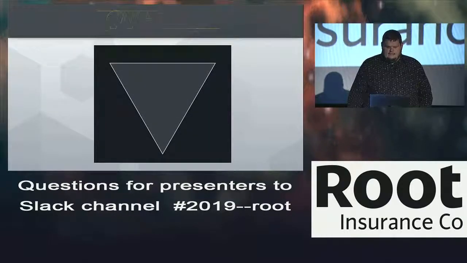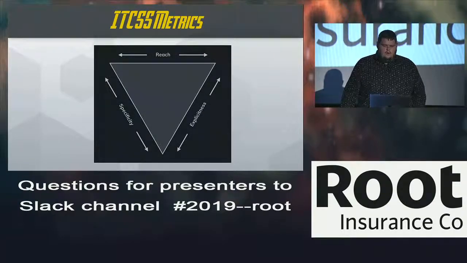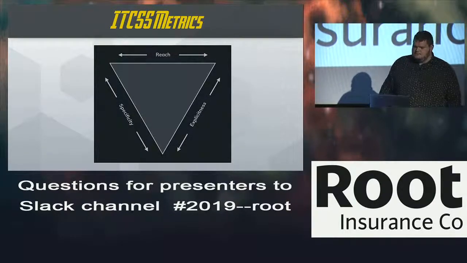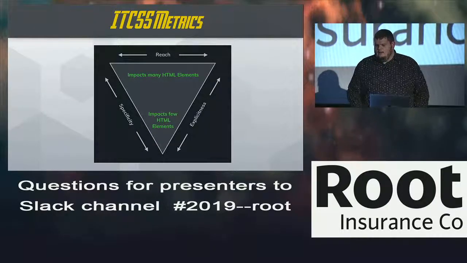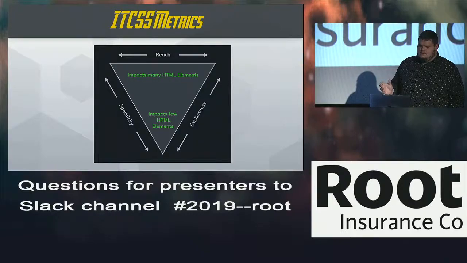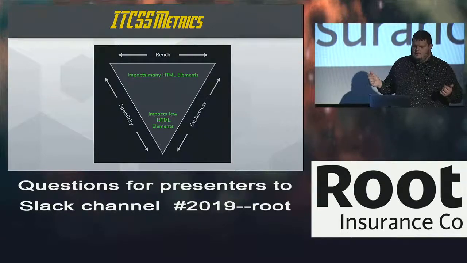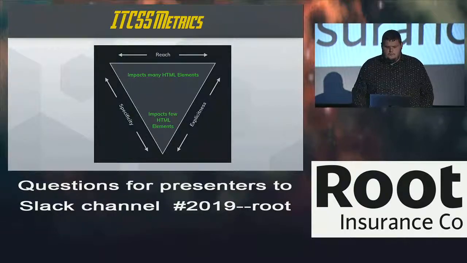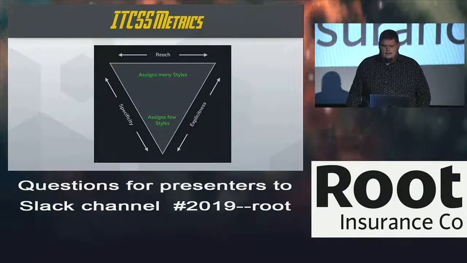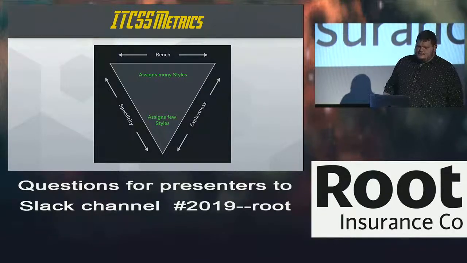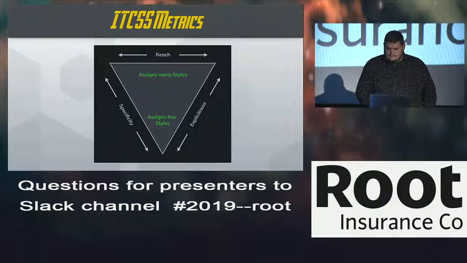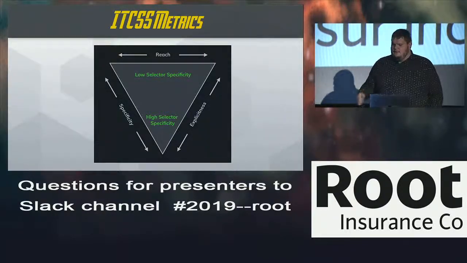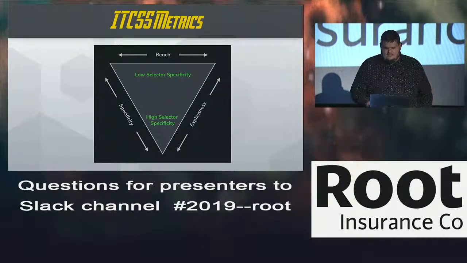So he created these three metrics: reach, specificity, and explicitness. He defined that you should order your CSS so that the statements that impact the most HTML elements would go on the top. The fewest HTML elements would go at the bottom. The selectors that assign the most styles would go at the top. The fewest styles would go at the bottom. And the lowest specificity at the top and the highest specificity at the bottom.